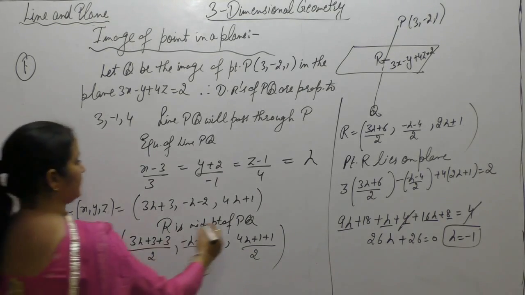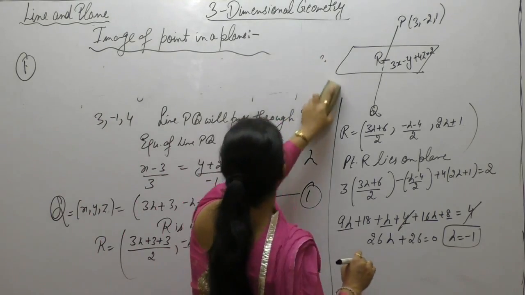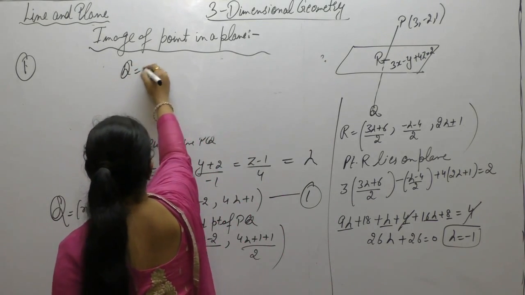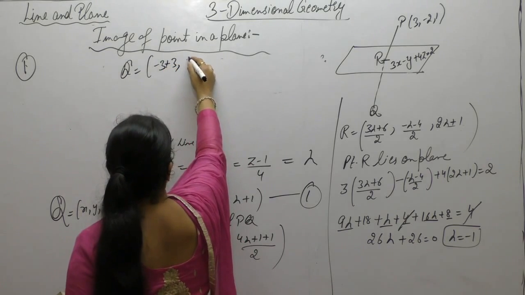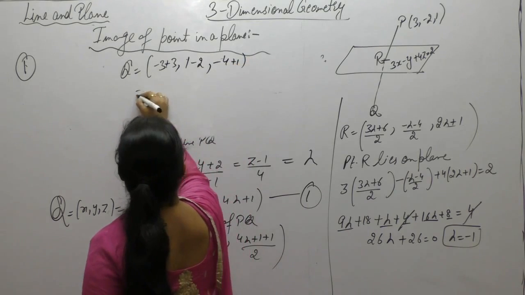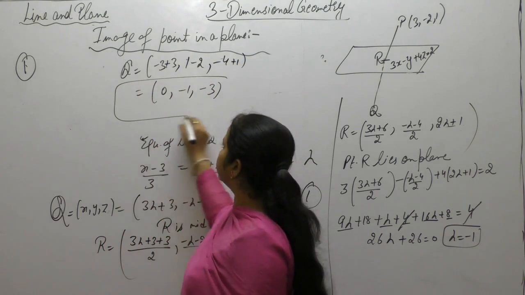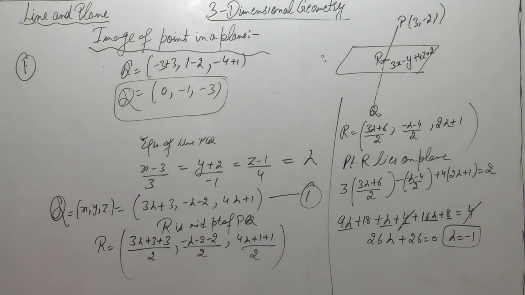Put the value of lambda in equation 1. So the coordinates of Q will be -3 + 3, 1 - 2, -4 + 1, that is 0, -1 and -3.